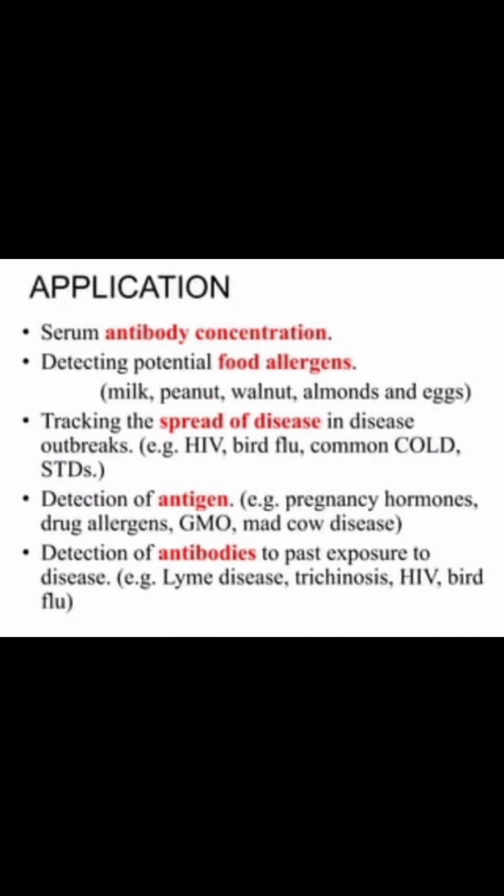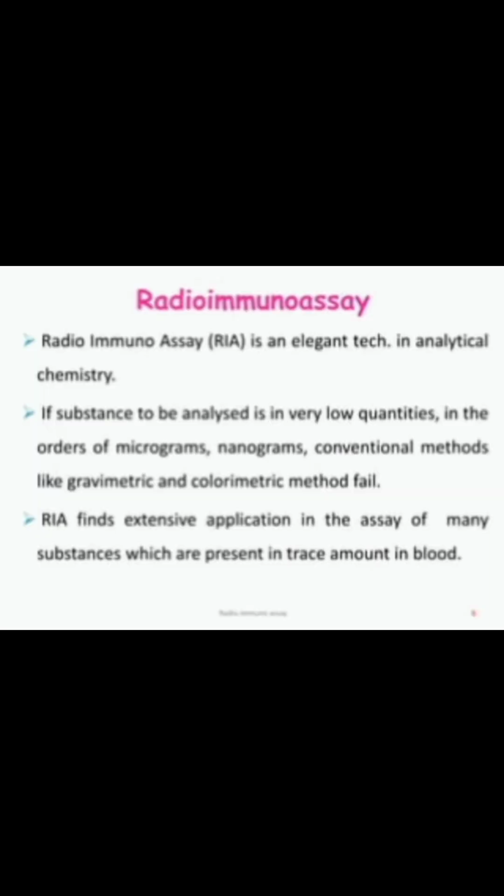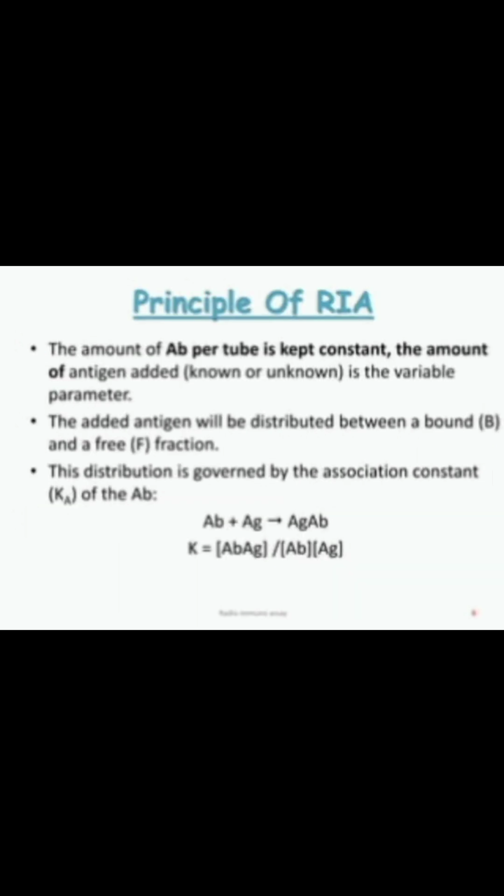The applications of ELISA are serum antibody concentration measurement, tracking the spread of diseases, detection of antigen, and detection of antibodies. Then the second test is radioimmunoassay. Radioimmunoassay is a legendary technique in analytical chemistry. It finds extensive application in the assay of many substances which are present in trace amounts in blood.